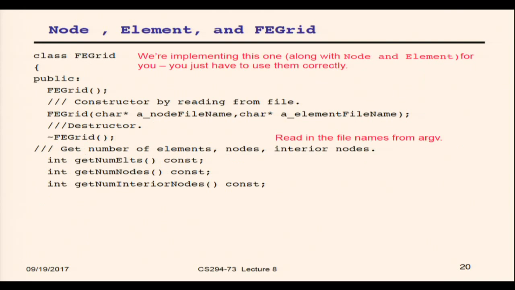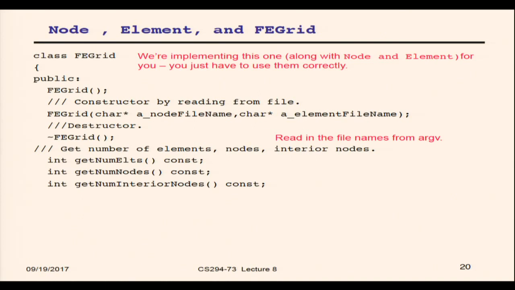Now we move on to FE grid. Public interface is going to be a default constructor, a constructor that reads from a file. At this point, again, I'm going to go full metal C++11 and get rid of all this char star stuff and call them strings. And then a destructor.